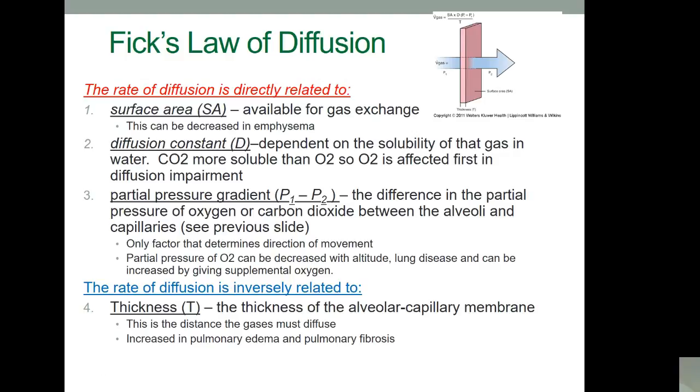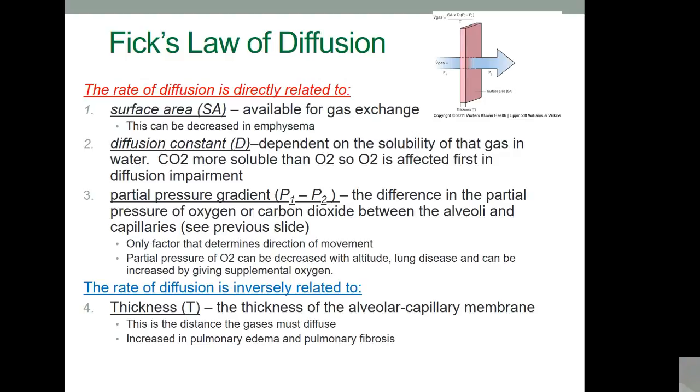But it can be decreased in disorders such as emphysema. Smoking causes a loss of pulmonary capillaries and alveolar walls, and this leads to less surface area, which is going to slow the rate of diffusion. Okay, I'll skip number 2 for a minute.